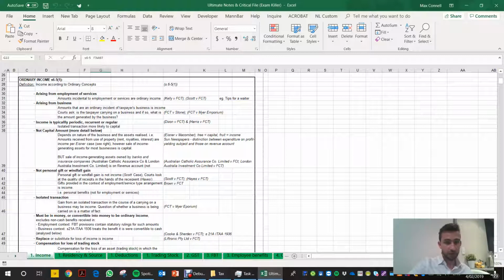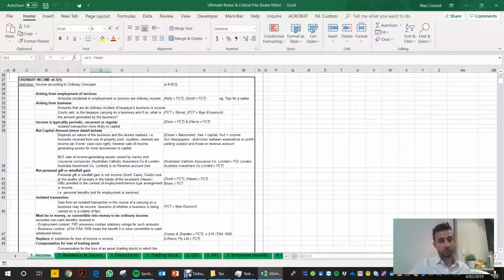Income that's typically periodic, recurrent, or regular. Dixon versus FCT. So these kind of questions are important because back in the days before capital gains tax, a lot of people, to avoid tax, they used to argue that their income formed part of capital income. Therefore, it would be a capital gain. They wouldn't have to pay capital gains tax on it. These days, it's not as important because after 1985, both capital gains and ordinary income go into your personal tax return as assessed at your own marginal tax rate. However, it wasn't the case back then.